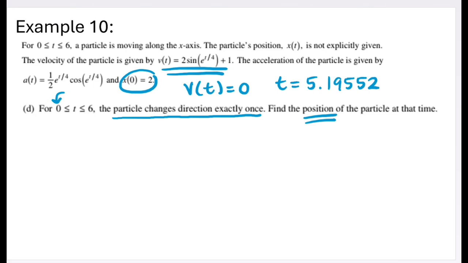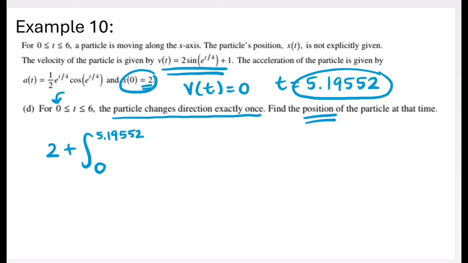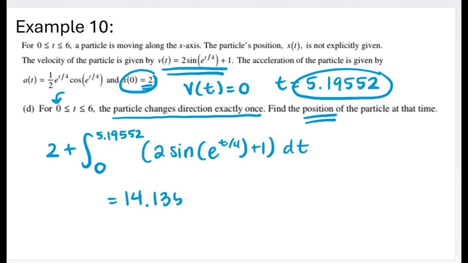So now I can set up my integral. My initial position is 2, so I'm starting at 2, and then I'm going to add the change from 0 to this time, 5.19552, of v(t) dt. I'll write that out: 2 sin(e^(t/4)) + 1 dt. And if you type that into the calculator, you end up with 14.135.